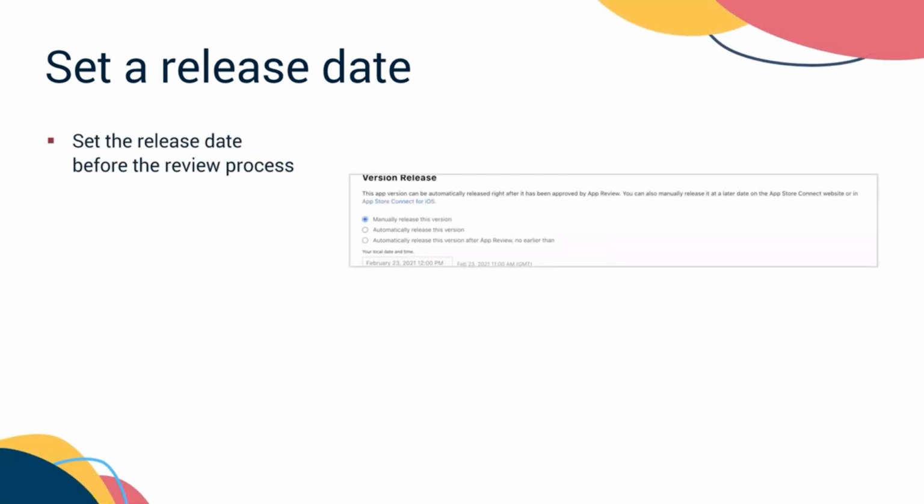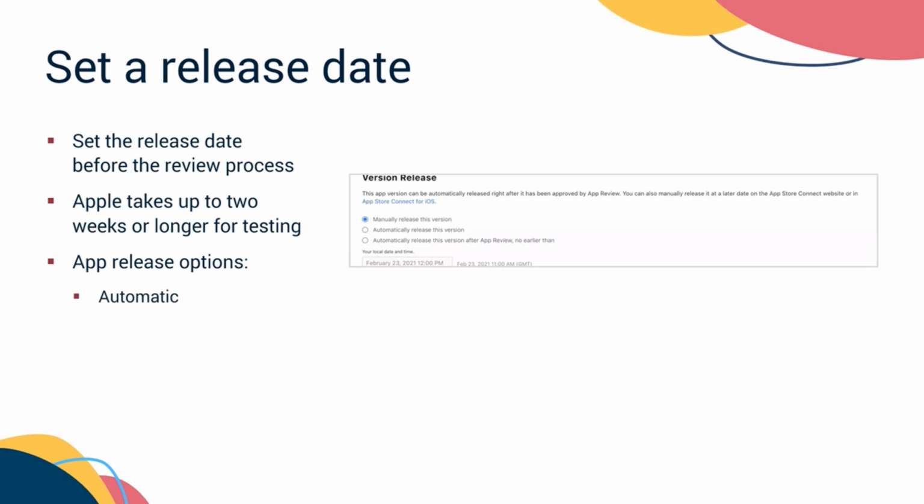Next, you can set a release date for your app. You can set the release date even before the review process is complete, allowing flexibility in planning your app's launch. Once submitted for review, Apple's team can take up to 2 weeks or longer to test your app. After approval, you can release the app manually or automatically or schedule it for a specific date. However, you may need to adjust if Apple's testing is incomplete by your designated release date.